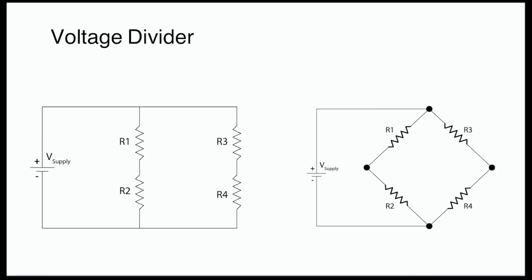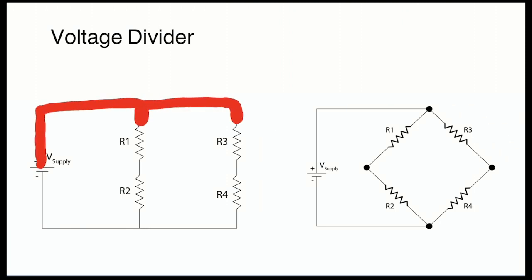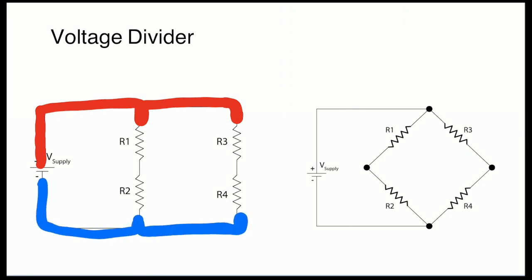So we have R1 and R2, and R3 and R4. The first thing we should notice is the nodes here. If I take the nodes as such, this is node number 1, which is a huge node right there, and I'm going to take node number 2 like that. All right, so R1 and R2 are in series, and R3 and R4 are also in series.